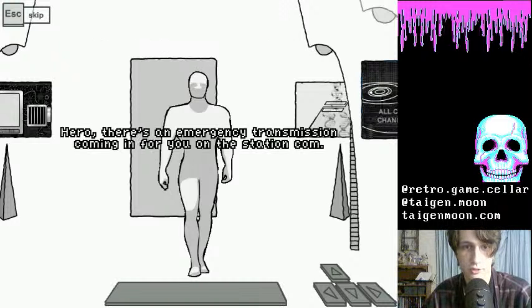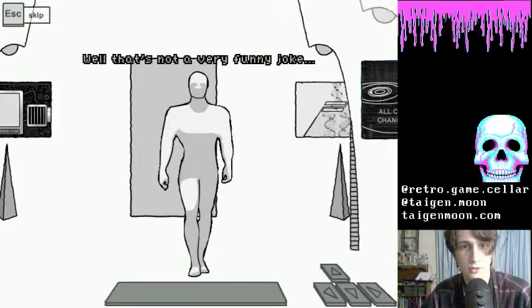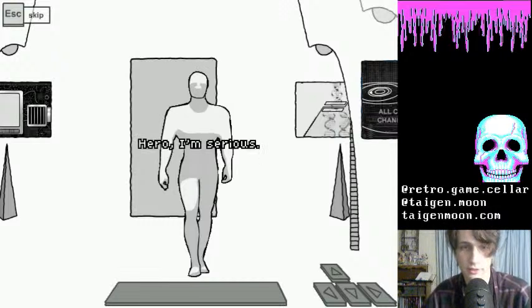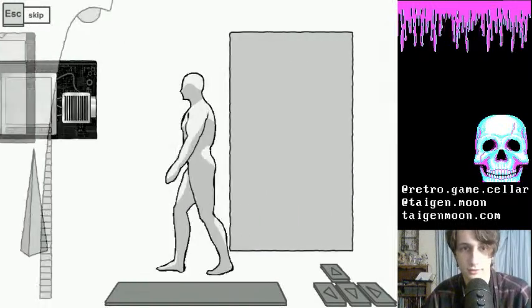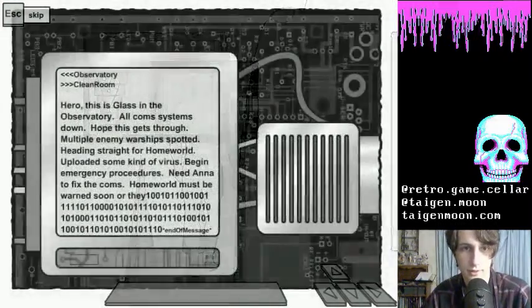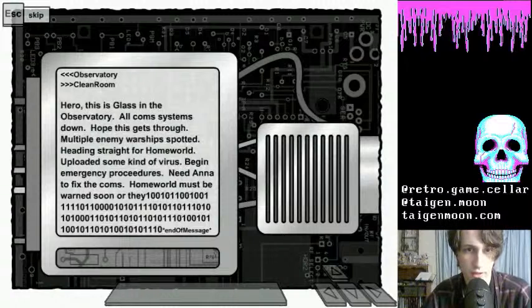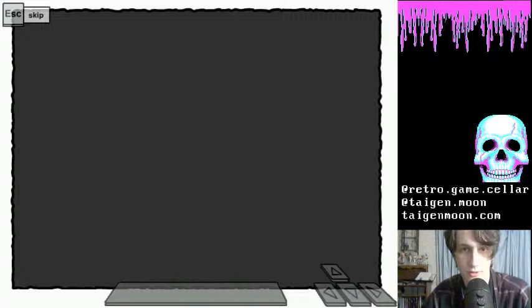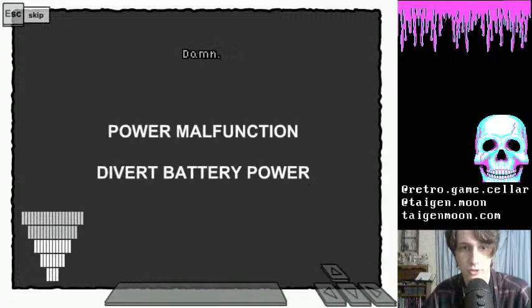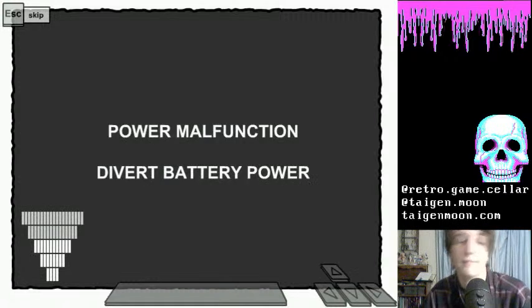Hero, there's an emergency transmission coming in for you on the station comm. Are we in space? This reminds me of... that's not a very funny joke. Hero, I'm serious. Hello, this is Glass in the observatory. All comm systems down. Hope this gets through. Multiple enemy warships spotted. Damn, uploaded some kind of virus. Need Anna to fix the comms. Power malfunction. Divert battery power. Damn.